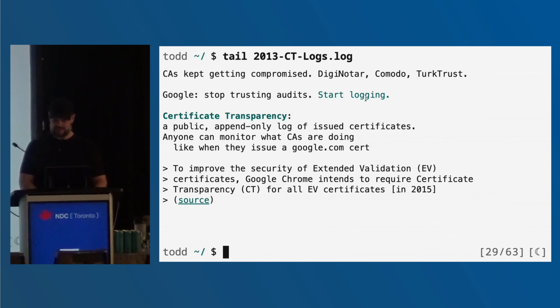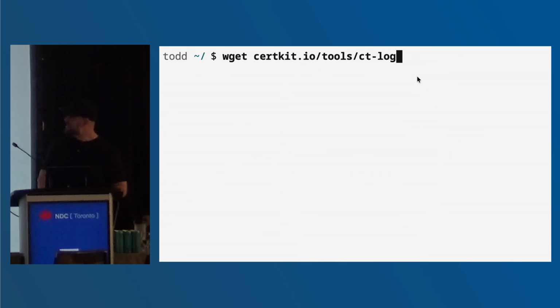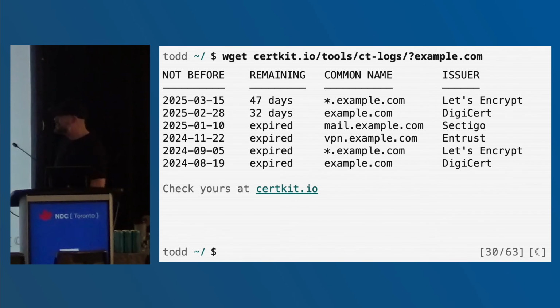The CAs didn't volunteer for this. They weren't ready. They didn't get approval. Folks like Symantec were saying at the time that you should focus on prevention and improving auditing, not logging. Chrome didn't ask, they just added it. How does that work? Well, there's a few places where you can check certificate transparency logs on your own. There's one of them on my website, certkit.io.